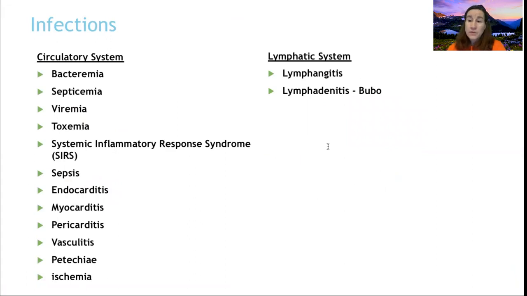Bacteremia, we've gone through some of these, so you already know some of these. Bacteremia, bacteria in the blood. Is that bacteria reproducing and actively growing in the blood? Then it's septicemia. So we've done bacteremia, septicemia. What about if there's viruses in the blood?